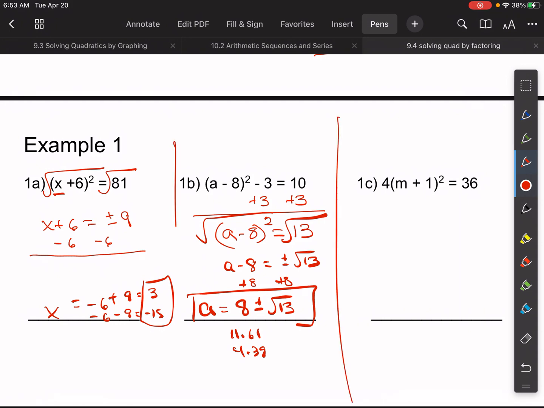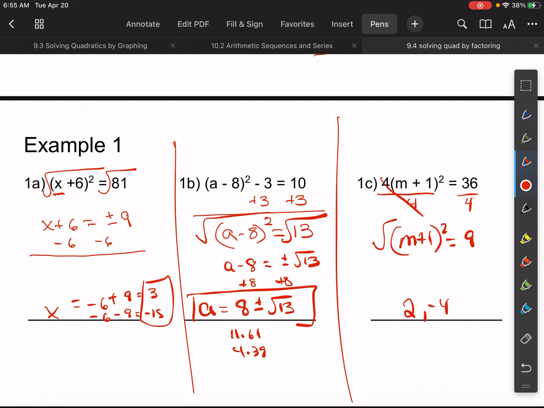Okay, so for 1c, I'm going to have you guys try this. Again, we want this squared term by itself, so the first thing you're going to do is divide both sides by 4. Okay, once you've divided both sides by 4, then you can go ahead and finish the problem. So you'll end up with m plus 1 squared is equal to 9. Okay, so I want you to continue it and tell me what you get. Pause the video here.